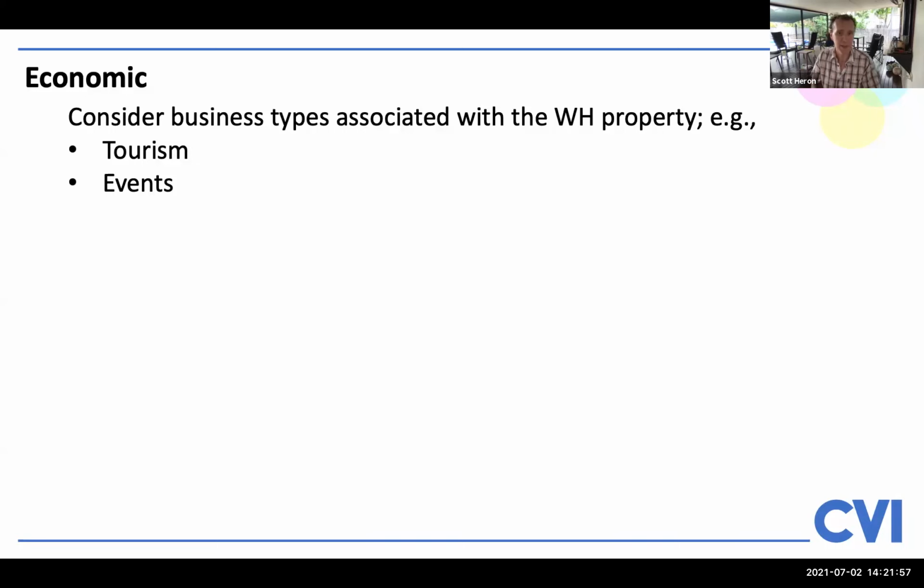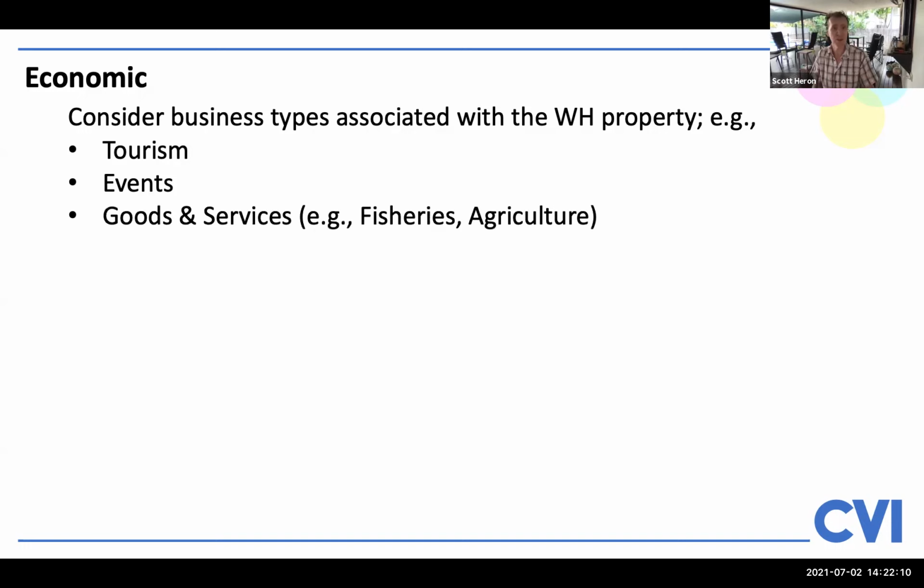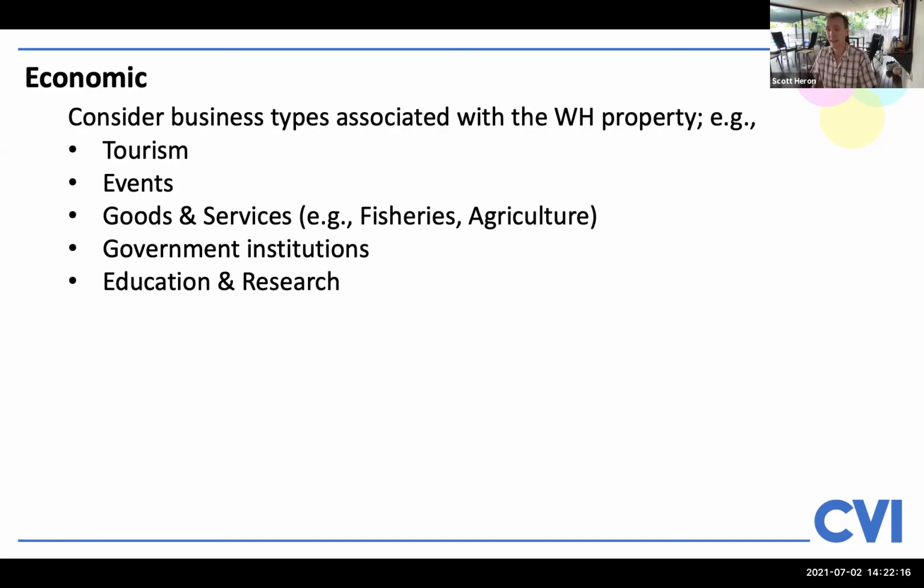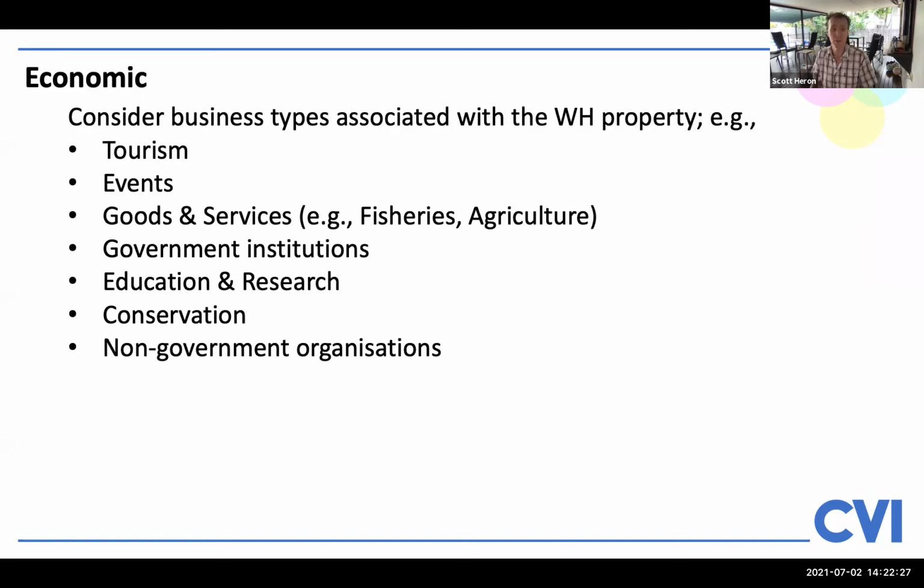So as we go to economics, what we want to do is consider the business types associated with a World Heritage property. And these might include or fall into categories like tourism or events, the goods and services provided by the property, such as fisheries or agriculture, government institutions or education and research activities involving the property, conservation actions and the activities of non-government organisations may also be relevant business types. So these are economic entities involved with the property.